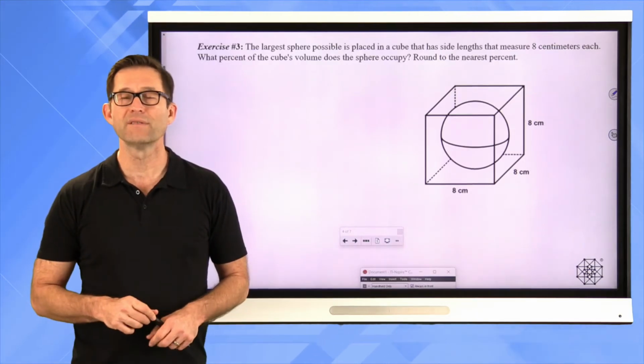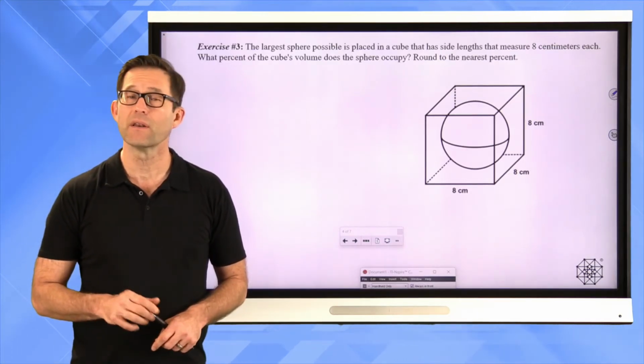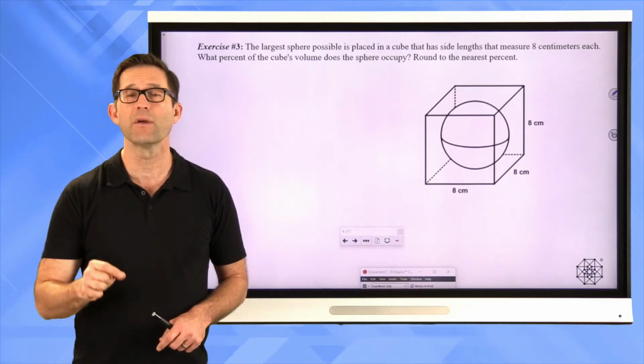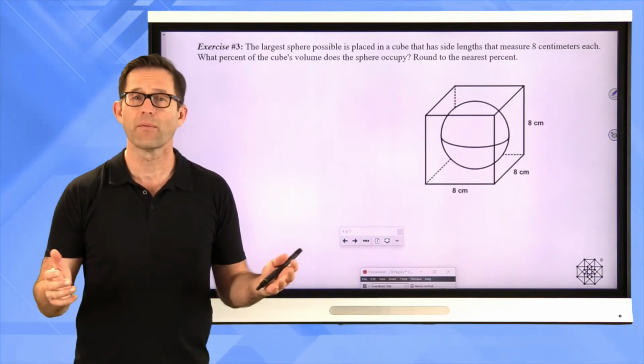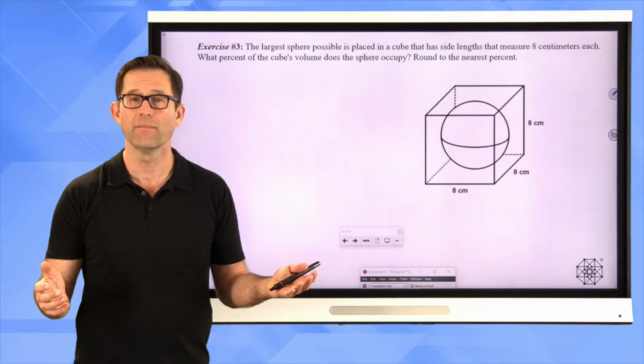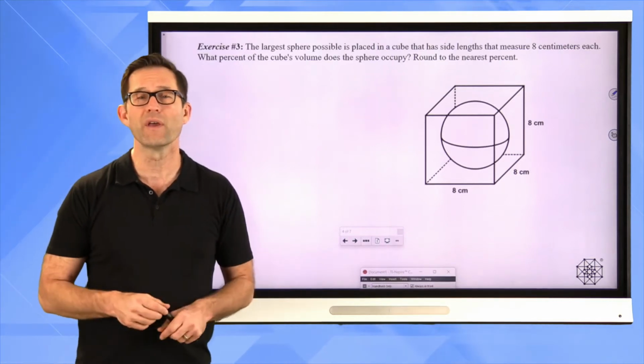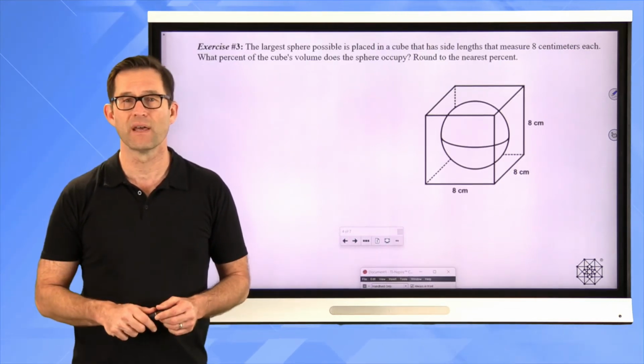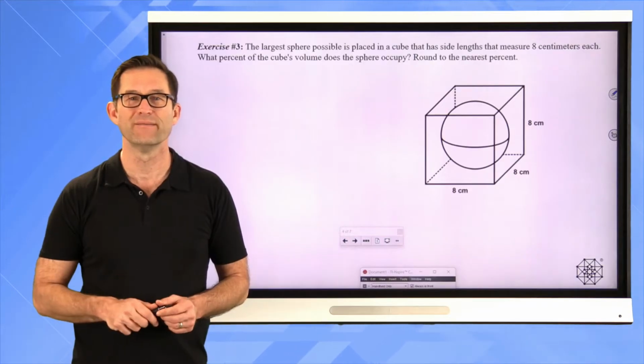Pause the video now and see if you can figure out both of those. Now, the volume of the sphere is obviously going to be kind of ugly, so you're probably going to have to round it at some point, all right? So round to whatever you think is appropriate, and then we'll get into the percent issue after that. Pause the video now.